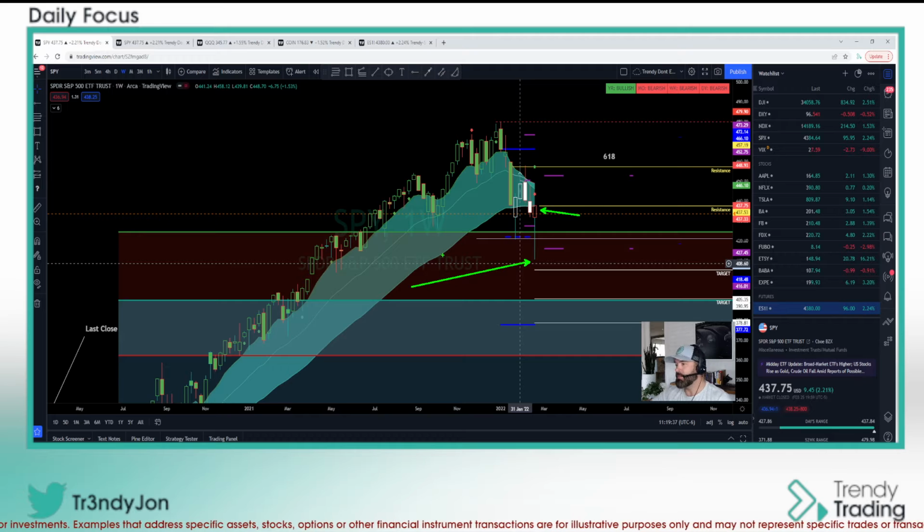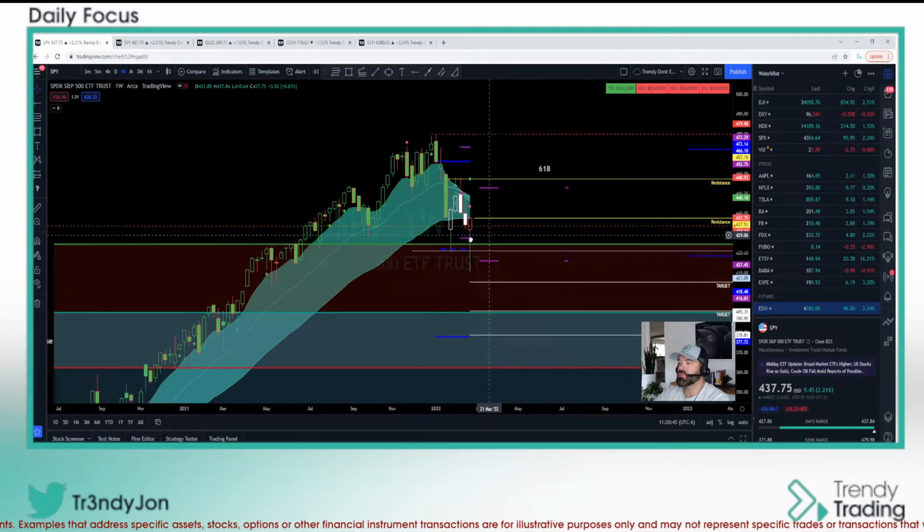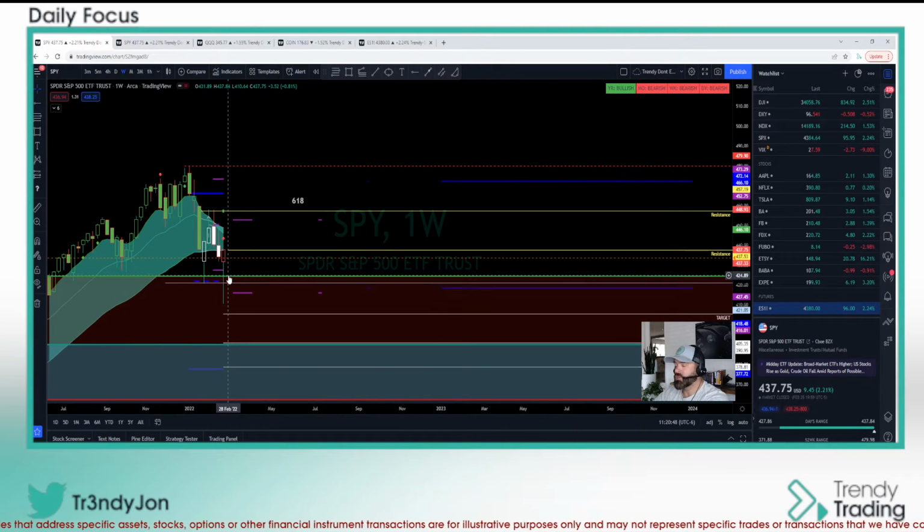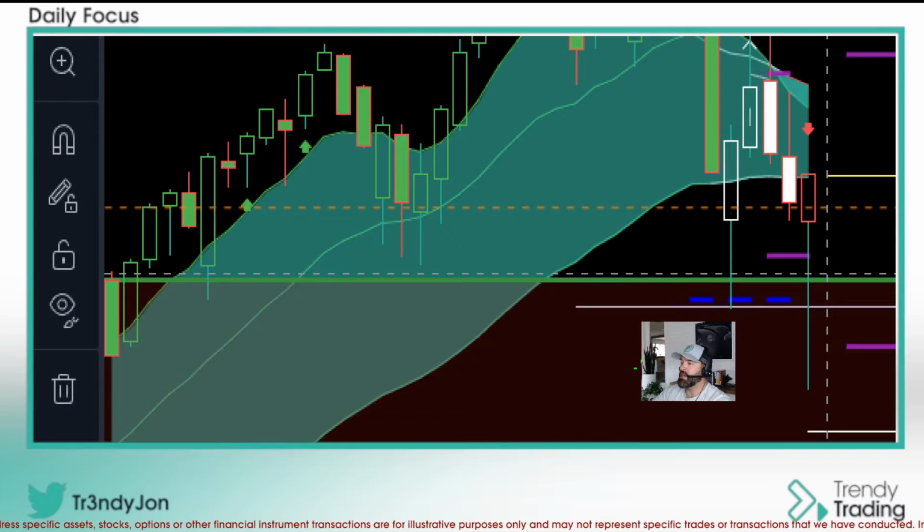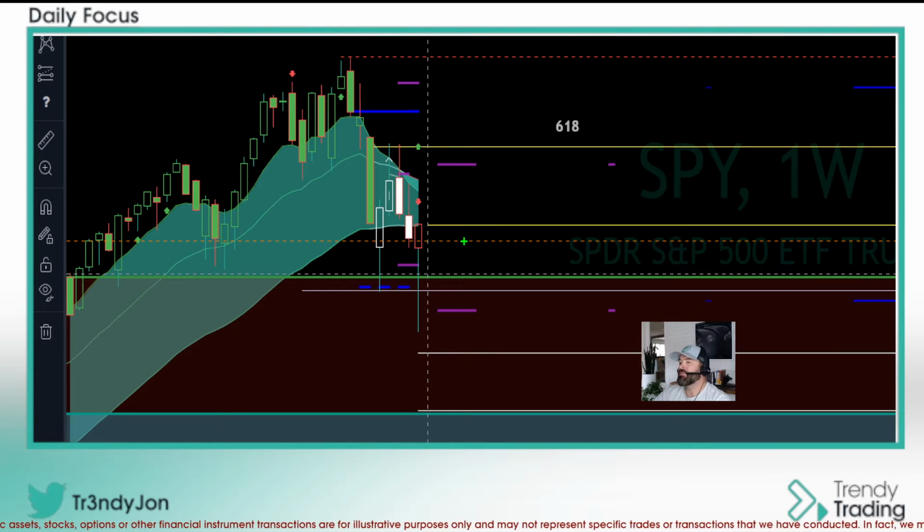Okay, now let me go ahead and zoom in really quick so I can show you what I'm looking for as far as structure is concerned. This is an inside candle by means of a Trendy definition. I do not take wicks into consideration. I only take the body into consideration. The move itself closed inside the body. I'm happy there. What I'll be looking for is an inside and up or inside and down.